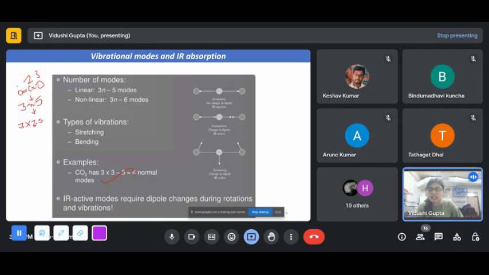But if we take an example of a non-linear molecule, it can be like water. In water, the molecule has a bent shape.